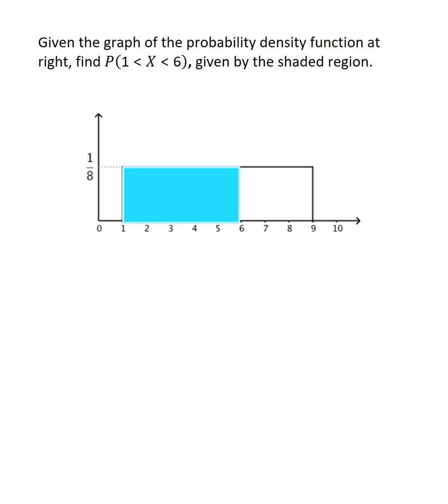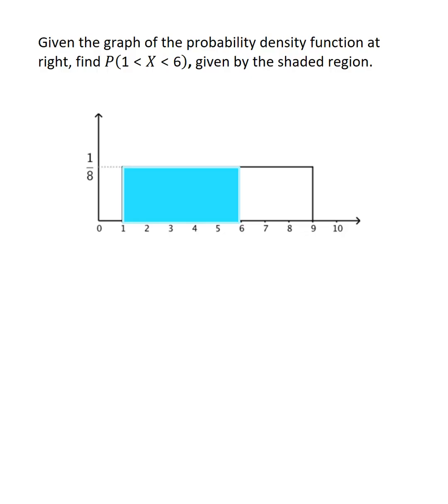So here what we see is the graph of the probability density function is given to us. We need to find P of 1 less than x less than 6, or in other words, the probability of the area between 1 and 6, because that's the shaded region there.